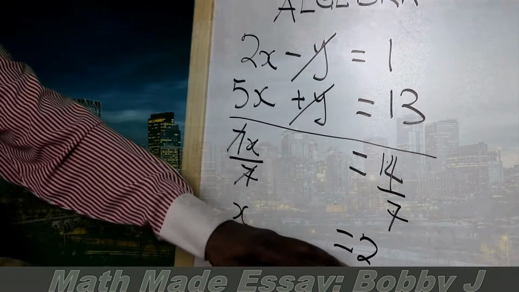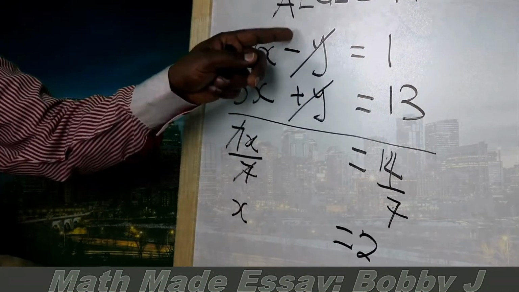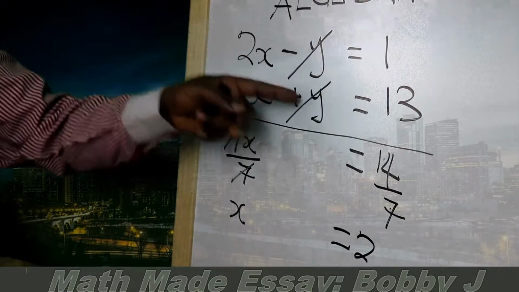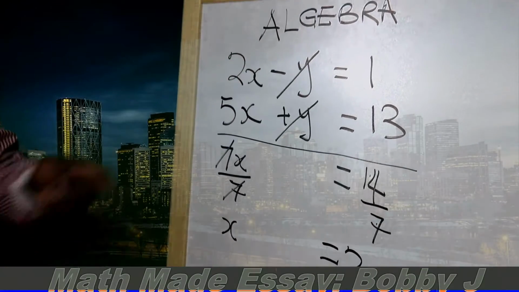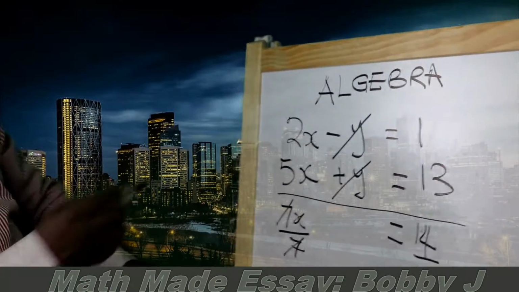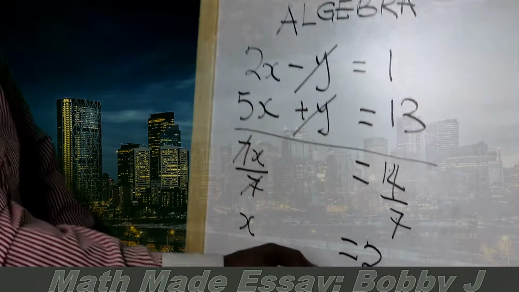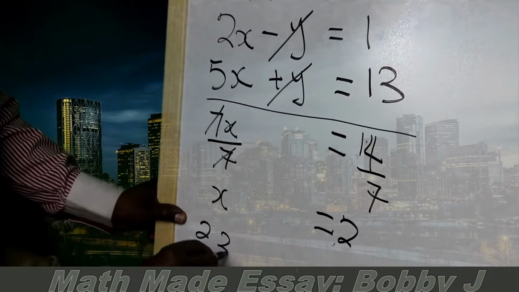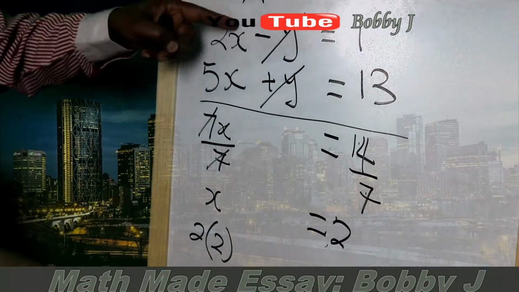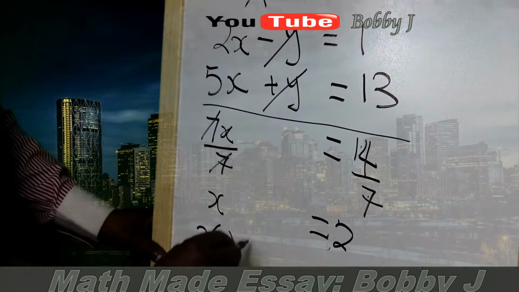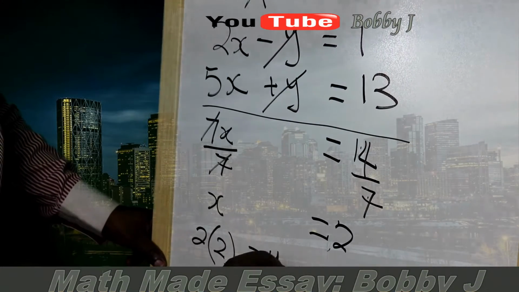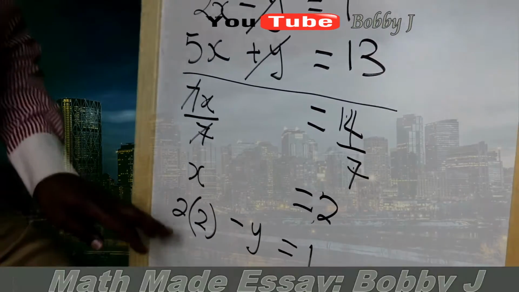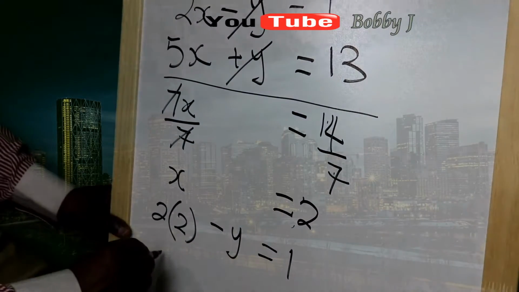We're going to use this value back in here to find what y is. Now, it doesn't matter which equation you put them in, you get the same answer. So let's put in the first one, okay? If x is 2, we put it back here. So we're going to have 2 times 2. Wherever we see x, we put 2. And then minus y equals 1. See? Now we multiply this together, we get 4.